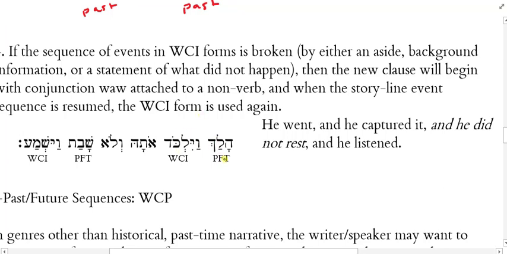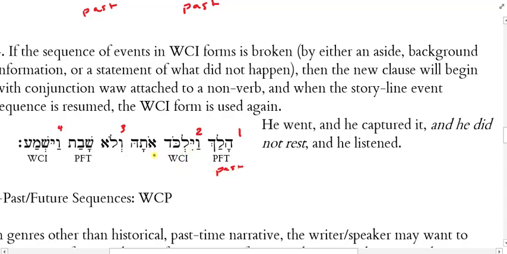In this example here, I have halach, which is clause number 1. Vayilkod ota is clause number 2. Velo shavat is clause number 3, and vayishma is clause number 4. These are 4 activities. 3 of them happened, 1 of them didn't. Okay? Let's take a look. Halach is he went. That's the first action. Starts with a perfect in past time, by the way.